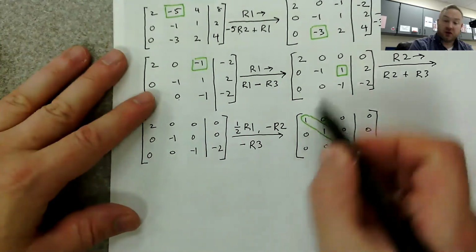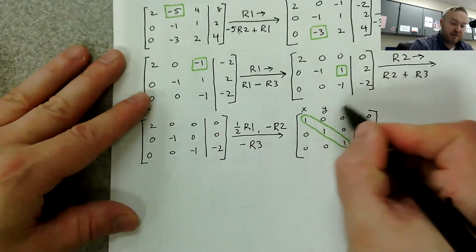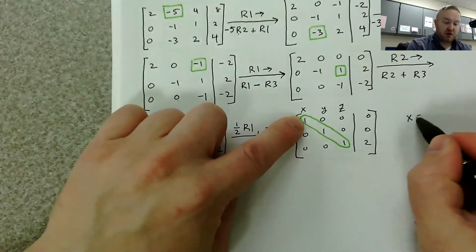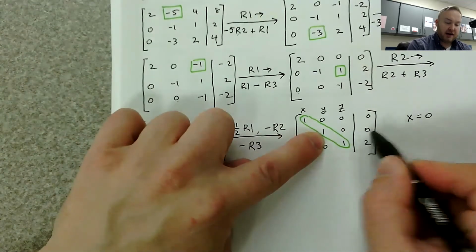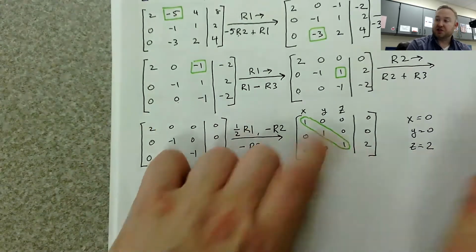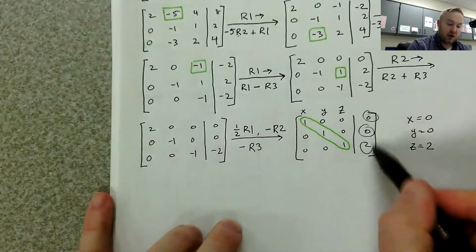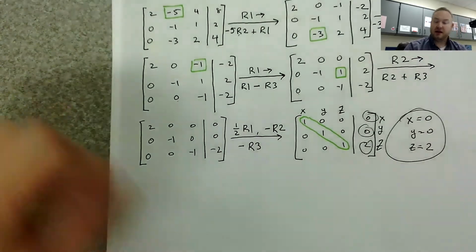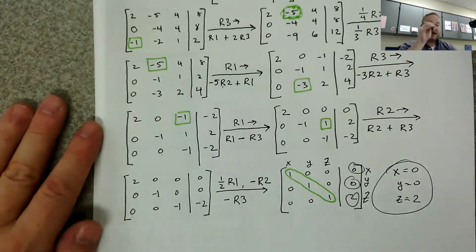And so it means in the first row, remember, this is the X column, Y column, Z column. So 1X equals 0, 1Y equals 0, and then 1Z equals 2. So these numbers here will become your solutions for X, Y, and Z. So we get 0, 0, 2 as our solution.